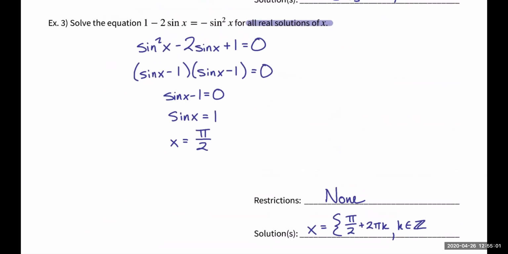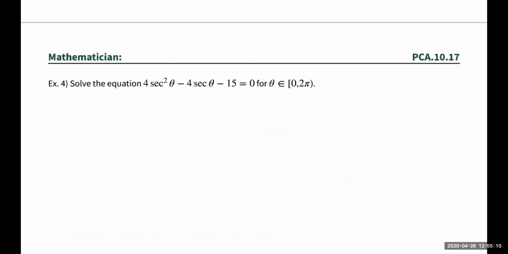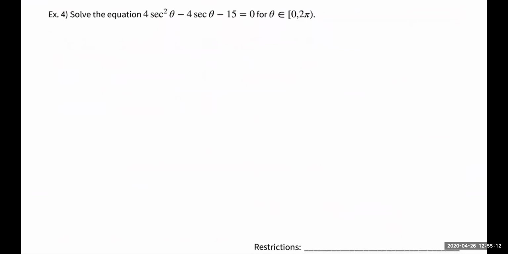All right, a little example 3 for you there. All right, let's push forward in this then. Here we go, on to example 4. Solve the equation 4 secant squared theta minus 4 secant theta minus 15 is equal to 0.